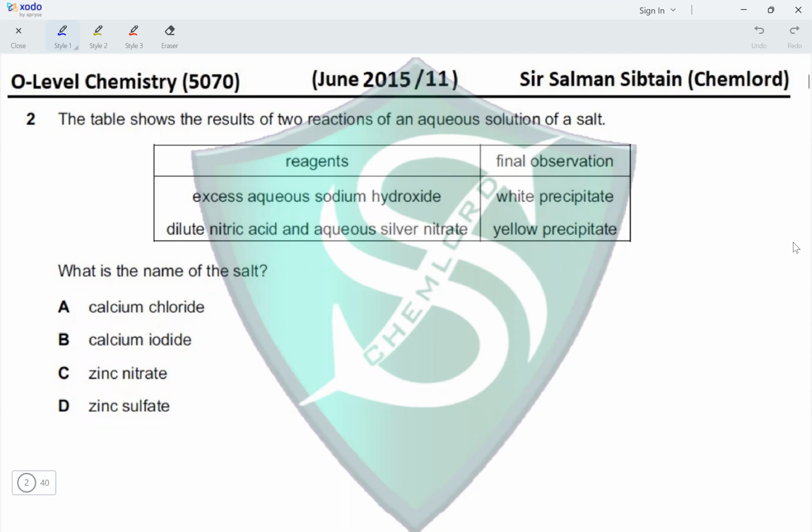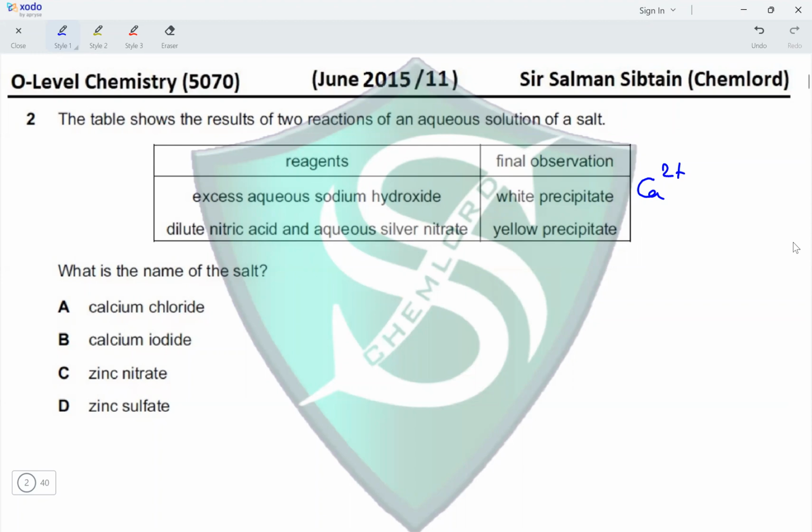Question 2. The table shows the results of two reactions of an aqueous solution of a salt. So the first test says excess aqueous sodium hydroxide is added, and the final observation is that in excess of sodium hydroxide, we have a white precipitate. This is a test for the calcium 2+ ion.